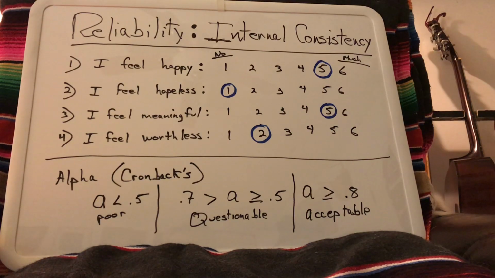Well, with internal consistency, what we're looking at are people answering the way we would expect them to answer. So if somebody is saying that they feel happy much of the time, we wouldn't expect them to be feeling hopeless a lot of the time. And in this case, they've circled 1, saying, no, I don't feel hopeless. And then for number 3, I feel meaningful, they've circled 5 again, meaning they feel that a lot. And then for I feel worthless, they've scored that low. So that is as we would expect with this particular person.